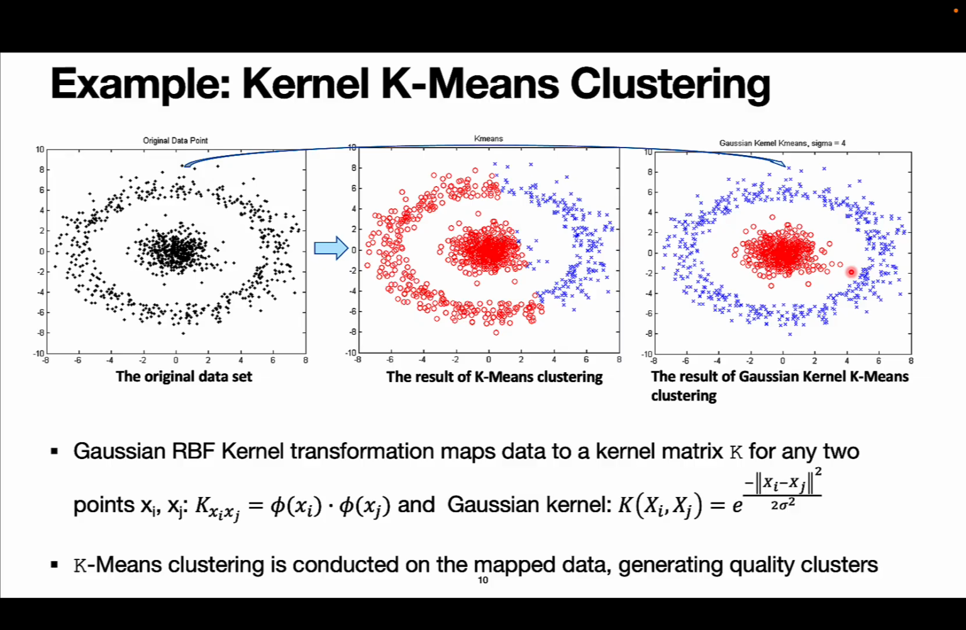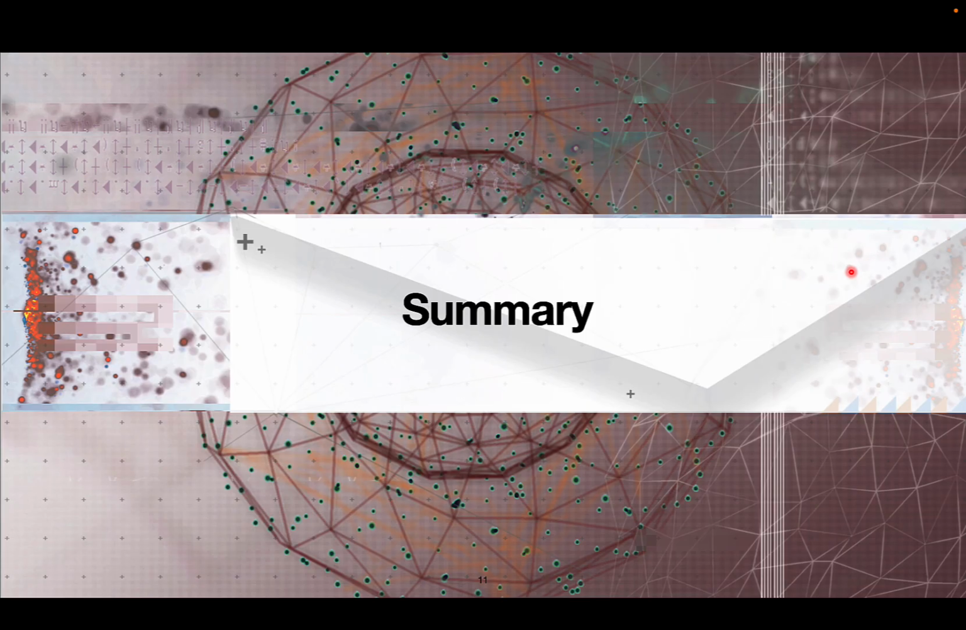And this is how internally the kernel K-means works. It allows discovering these nonlinear structures through linear operations in the transformed feature space. In summary, we discussed kernel K-means.